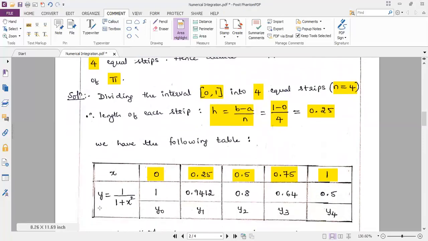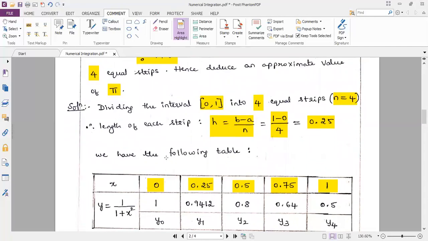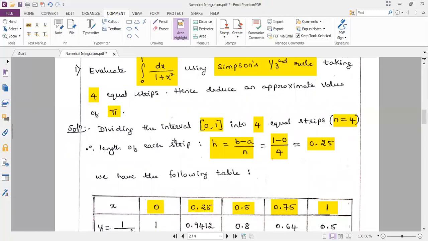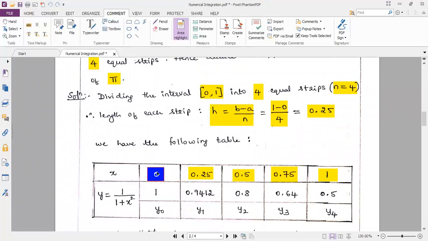Now the given function y is 1 divided by 1 plus x square. We have obtained this value of y from the given integral. Given integral is always compared to the standard form integral a to b y dx. So y value from the given function is 1 divided by 1 plus x square. Now for each of these values of x, using a calculator, we obtain the values of y applying the function 1 divided by 1 plus x square.